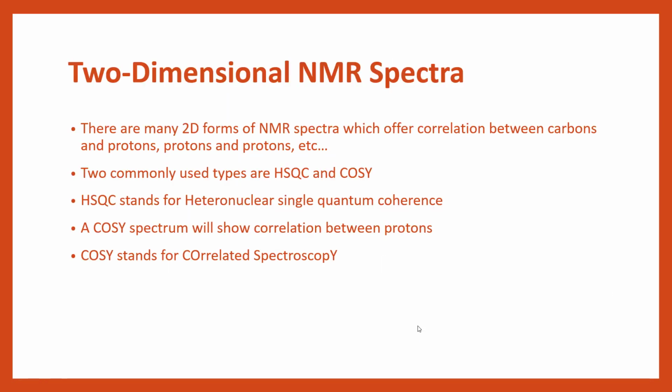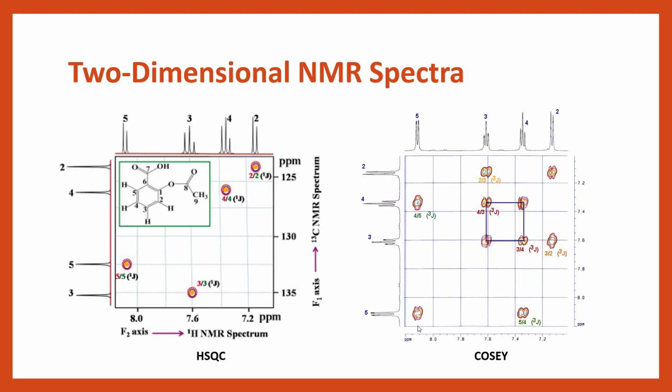Another technique that we can use is two-dimensional NMR spectra. So there are lots of different forms of 2D NMR spectra, and these show correlation between carbons and protons, protons and protons, carbons and carbons, etc. The two really commonly used types are HSQC and COSY. HSQC stands for heteronuclear single quantum coherence, and COSY literally stands for correlated spectroscopy. And we're just going to look briefly, just to give you some insight.